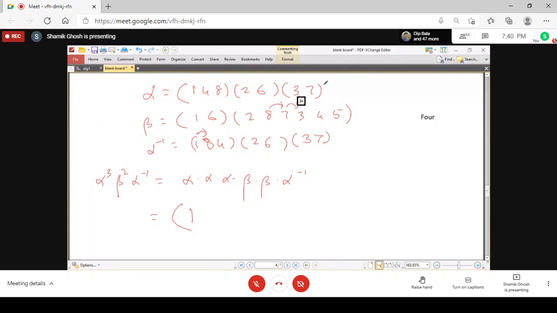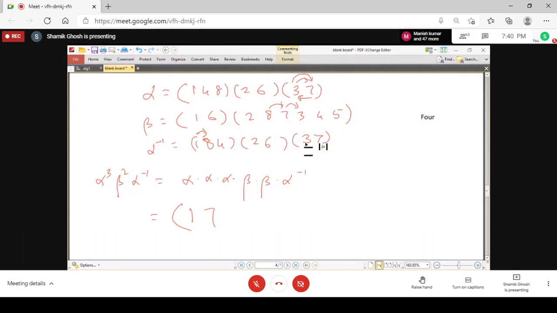Now you go to the rightmost position of alpha. You see 3 to 7, and then 7 to 3, and then again 3 to 7. This is the 3 applications of alpha. And then after 1, you get ultimately 7. So 7 is now the number.